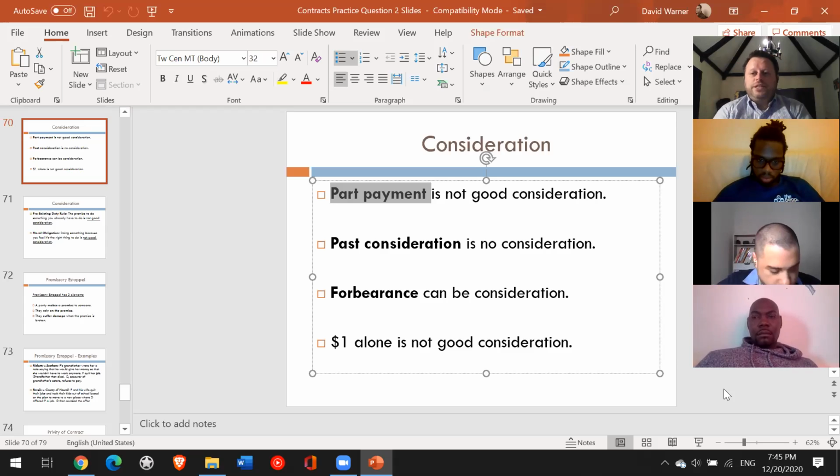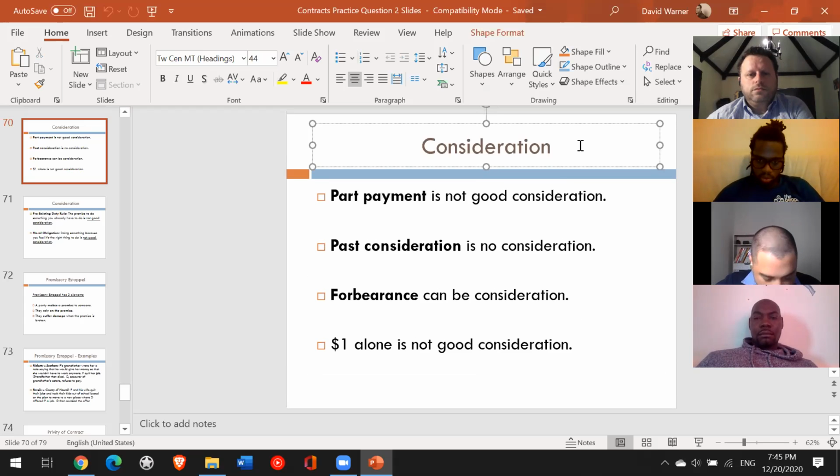Good. Part payment is only when you owe money to someone. You can't go in, give them some of the money and say, now you owe me something. No, they don't. You have to pay your debt. Understood. Okay.